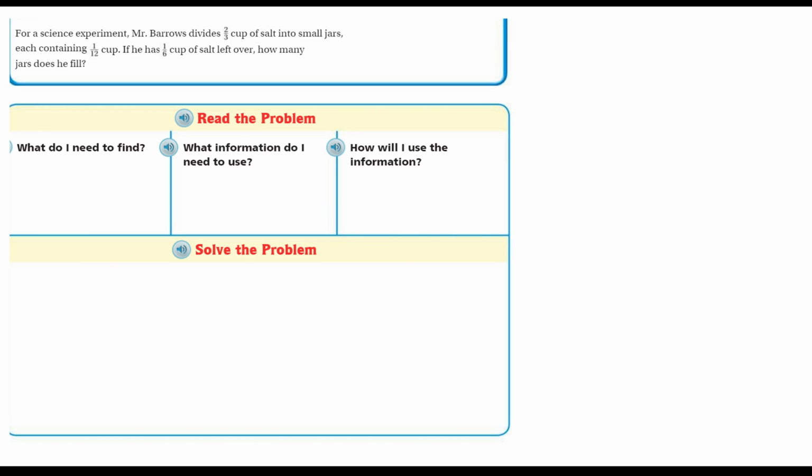For a science experiment, Mr. Burrows divides 2/3 cup of salt into small jars, each containing 1/12 cup. If he has 1/6 cup of salt left over, how many jars does he fill? That's our question. So what do I need to find? How many jars he'll fill.